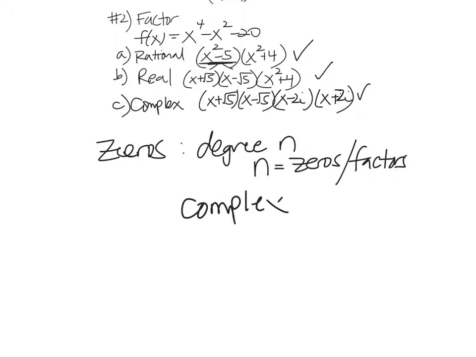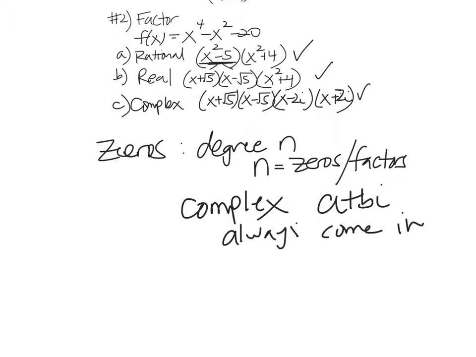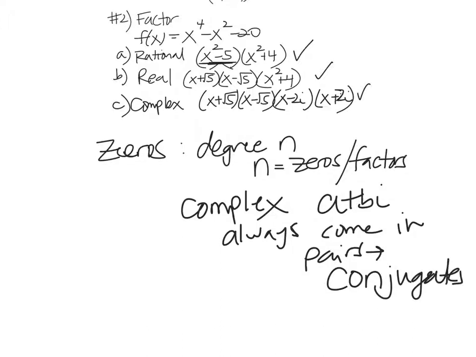Complex zeros, a plus bi, okay, they always come in pairs. Always come in pairs. Okay, and those pairs have a special name. They are called, does anyone remember? It starts with a C. Conjugates, yes. Conjugates, okay.